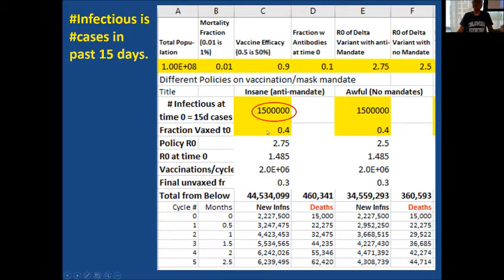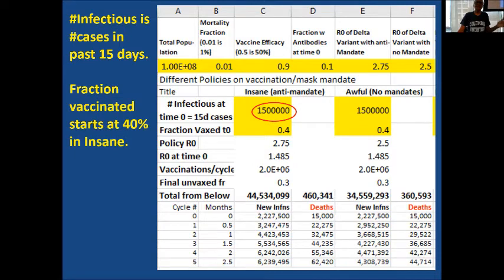So that I have assumed is starting off at 1.5 million. I'm assuming that in this 100 million population, there are 1.5 million people who were infected just before I start the simulation. And people who are vaccinated are also immune to being infected. So that has to go into the calculations.